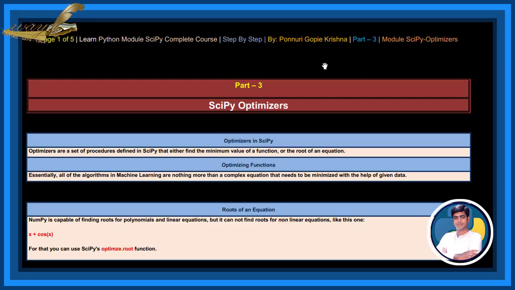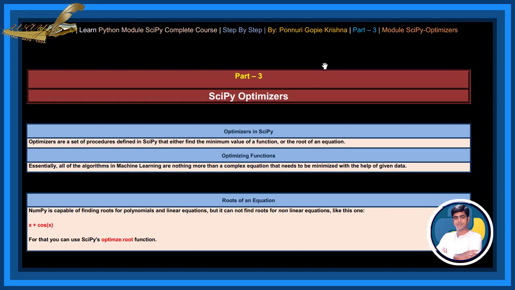In this session, let us learn about SciPy optimizers. Optimizers in SciPy are a set of procedures defined in SciPy that either find the minimum value of a function or the root of an equation. Optimizing functions: essentially, all of the algorithms in machine learning are nothing more than a complex equation that needs to be minimized with the help of given data.